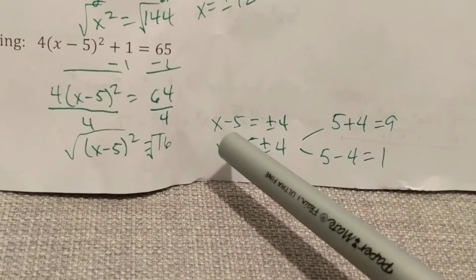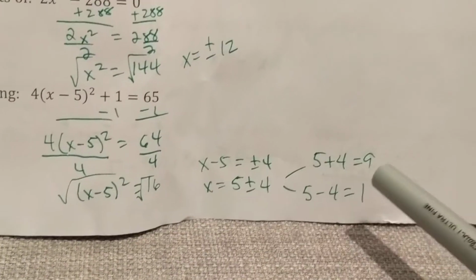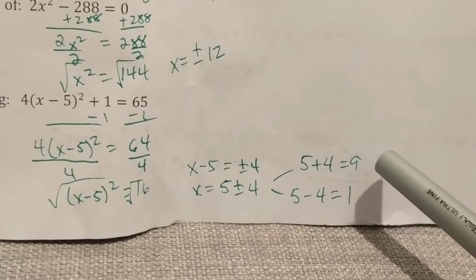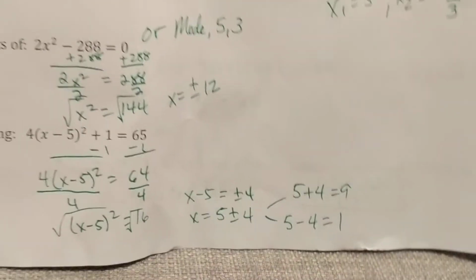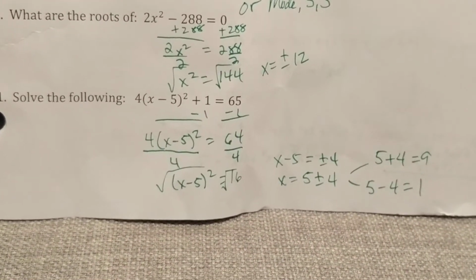And then what I did was I added 5 to both sides and got x equals 5 plus or minus 4. Then you split it up to 5 plus 4, 5 minus 4. You get 9 and 1. And so that would be the solution to number 11 there.